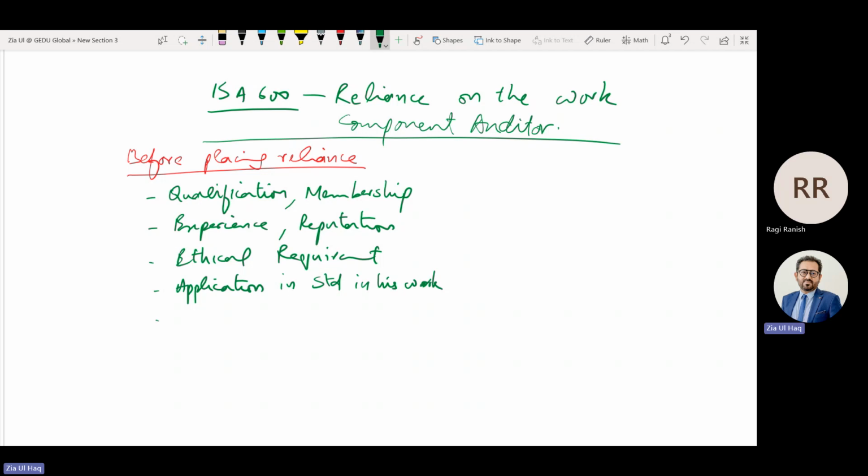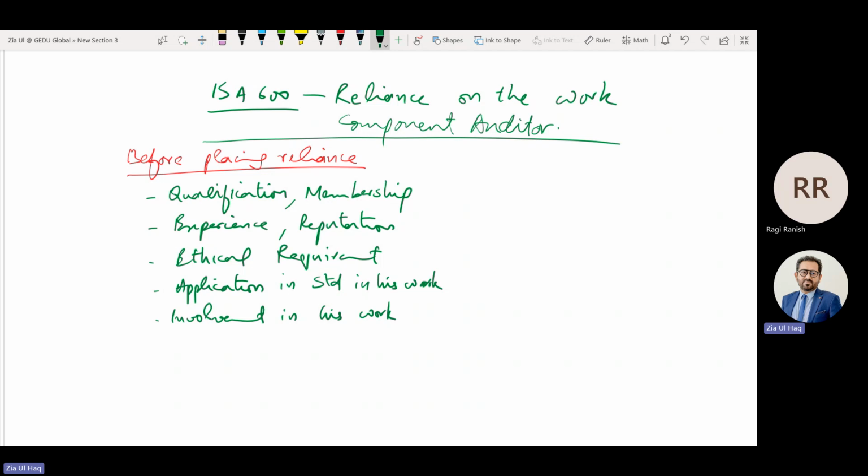And we should make sure of our involvement in his work, whether he will allow us to review his working papers. If from an audit point of view we need any extra work from him, whether he will be willing to do that or not. Because if he is not allowing us to review his working papers, ultimately we will not be able to check the quality of his work. If we are unable to check the quality of his work, we cannot rely on his work.